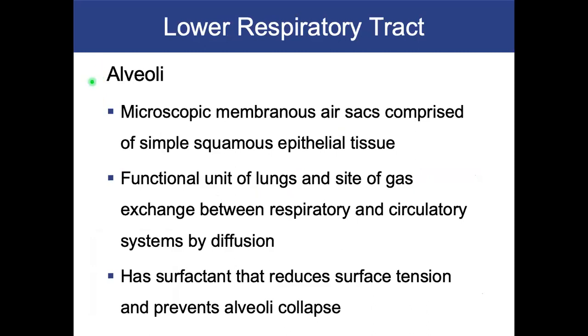Your alveoli are microscopic membranous air sacs. They're comprised of simple squamous epithelial tissue. They're the functional unit of lungs and the functional unit of gas exchange between your lungs and your circulatory system. And of course, gas exchange occurs by diffusion. Surfactant cells produce surfactant that's going to reduce surface tension so that the alveoli don't collapse. So it reduces friction.